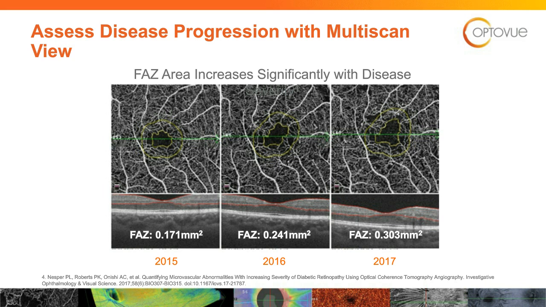Do we refer for enlargement of the foveal avascular zone? I would say no on that. If I see an enlargement of the FAZ, am I referring that patient out to retina? No, not at that point. I would recommend that we follow that patient more closely.